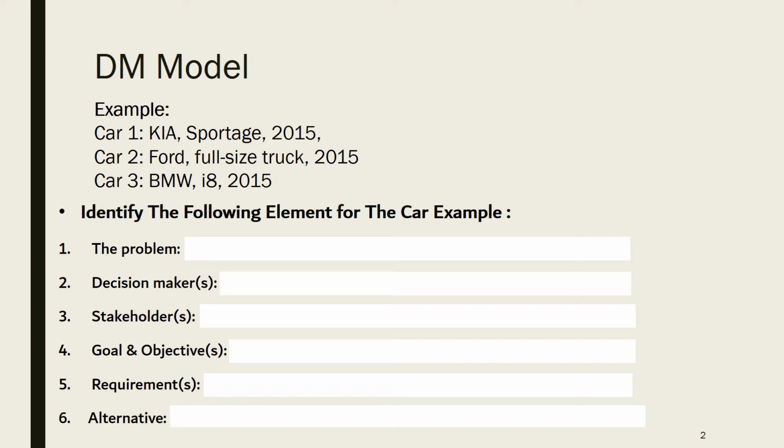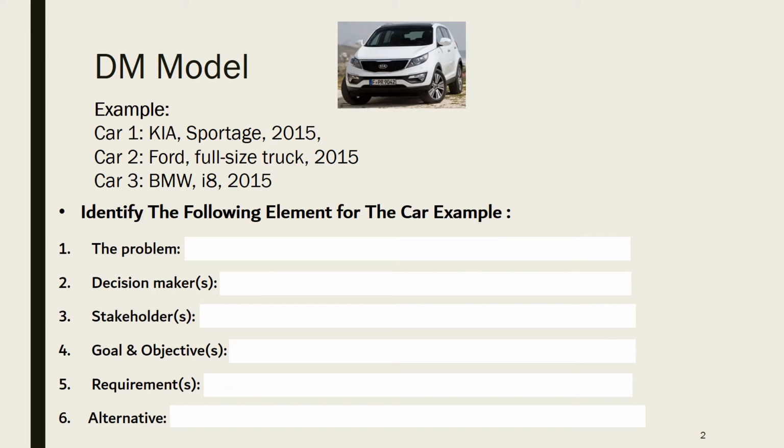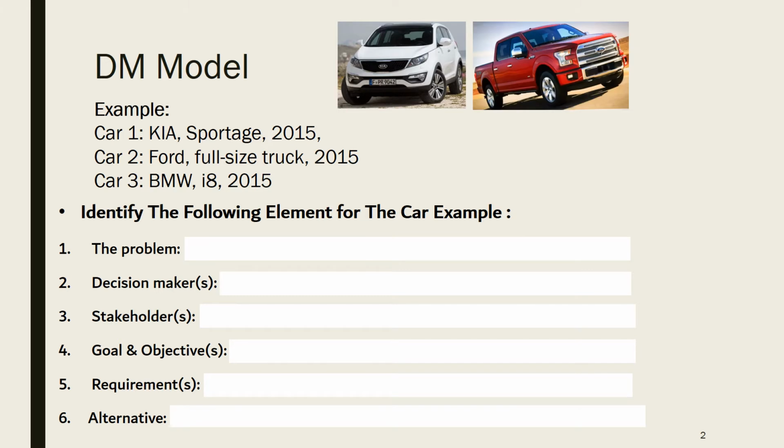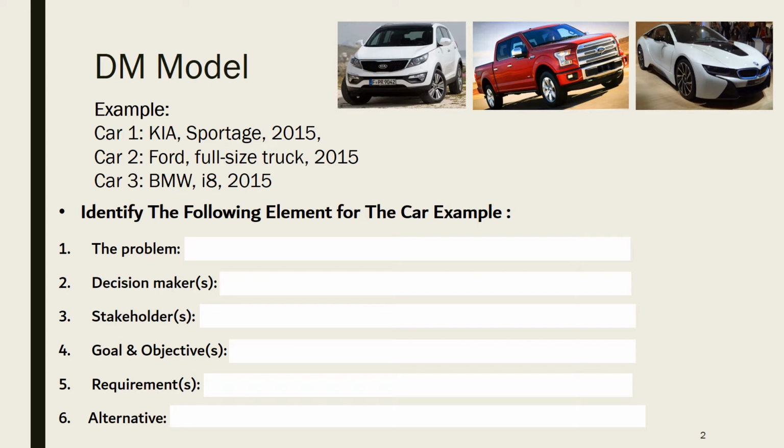So assume that I want to get a new car for myself, and I have three different options to select between. The first car is a Kia Sportage 2015, or I can get the Ford full-size truck 2015 as well, or I can get a BMW 2015 i8. So which one of those three cars will be the best option for me based on my needs?